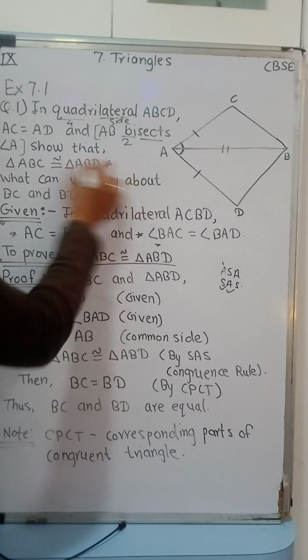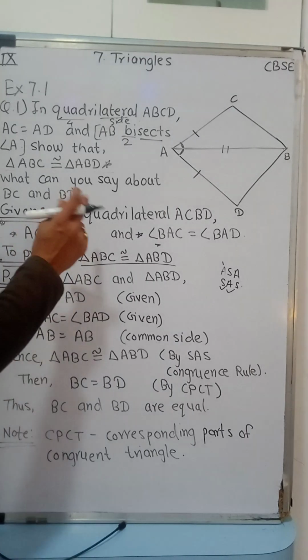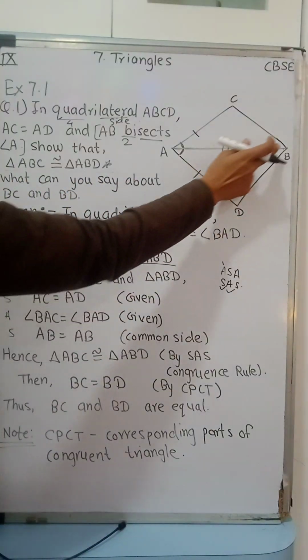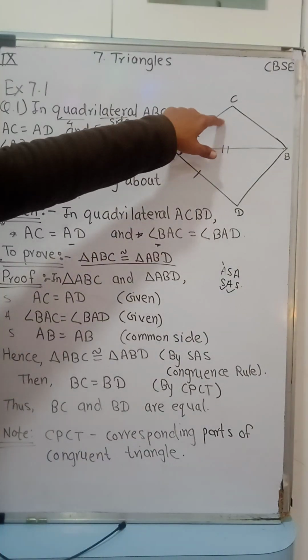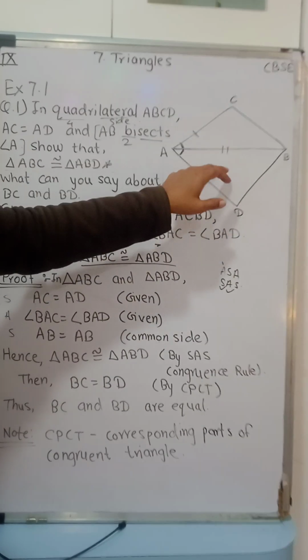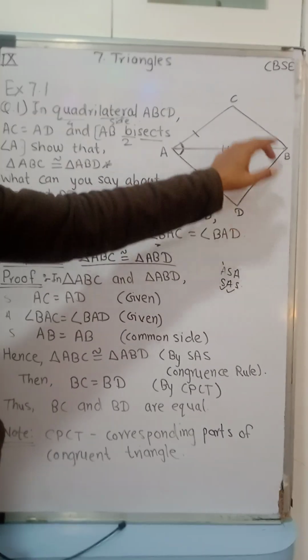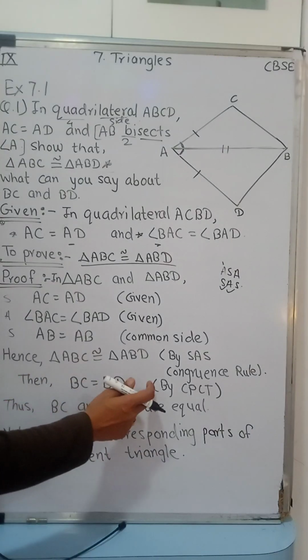We have shown the congruency, but the next question is also: what can you say about BC and BD? As we have shown that this triangle is the same as this triangle, if these two triangles are congruent, these two sides must be equal. So BC is equal to BD by CPCT.